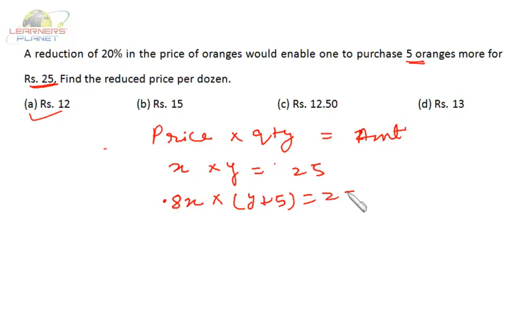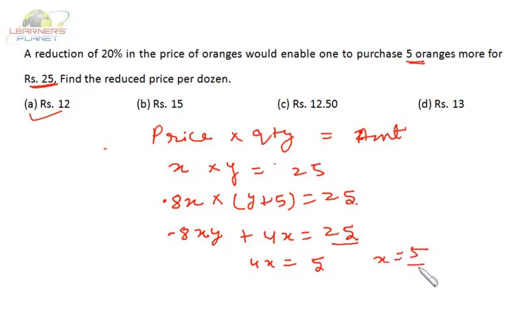Still it is 25. So it is 0.8xy plus 0.8 into 5x, that is 4x, is equal to 25. Now xy is 25, so I just put the value of xy over here. So 0.8 into 25 is 20. So 4x is equal to 25 minus 20, that is 5. That means x is equal to 5 by 4. That means the initial price is 5 by 4.